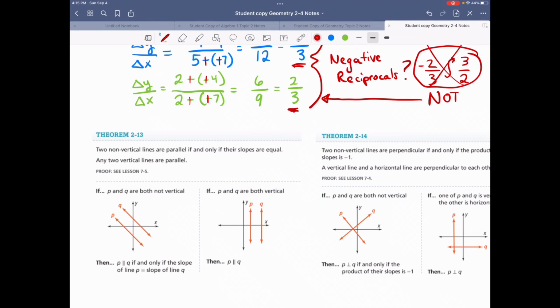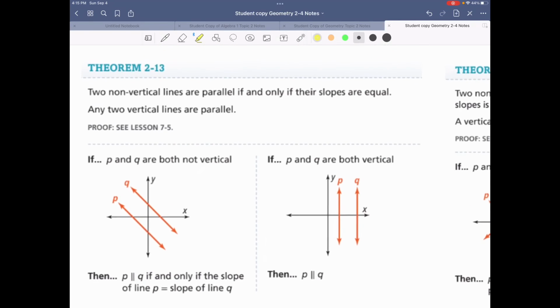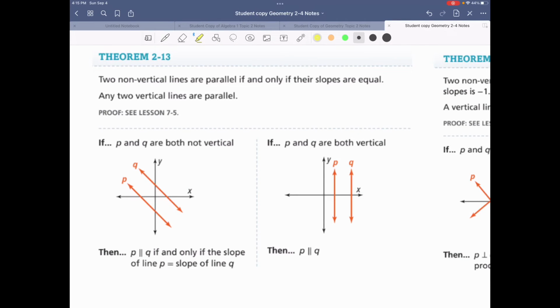At the bottom of your page, you have some theorems. You can highlight these however you'd like, but basically what this theorem is saying is that two non-vertical lines are parallel if and only if their slopes are equal. So they are parallel if their slopes are equal.